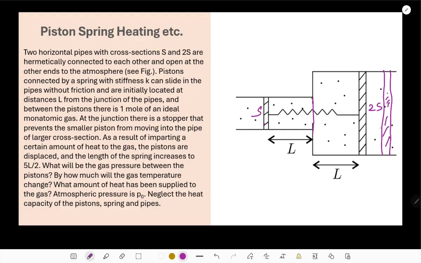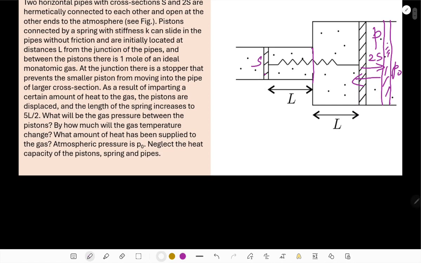The spring force is in this direction, so it is in equilibrium. Suppose the inside pressure is P, and the outside pressure is P naught, because we have been informed that the atmospheric pressure is P naught. So I can write its equilibrium equation: P minus P naught, multiplied by 2S (pressure per unit area), must be equal to half kx.